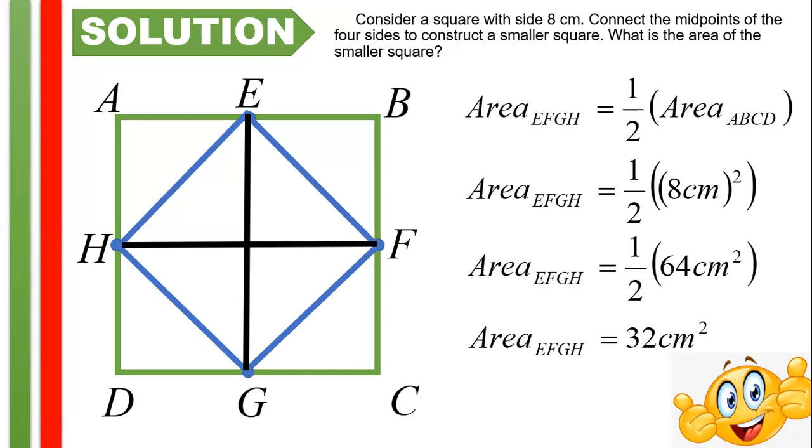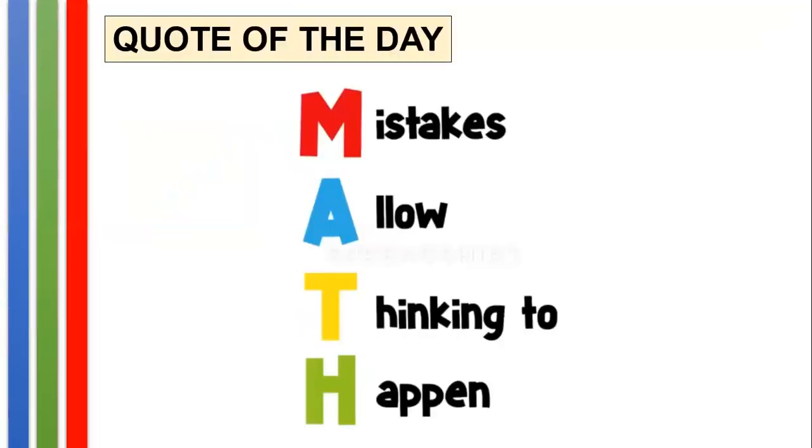And before I end, let me give you our quote of the day. Math: mistakes allow thinking to happen. There's nothing wrong if we make mistakes at some point, but what is more important is we learn from them. And by learning from our mistakes, we become better individuals.